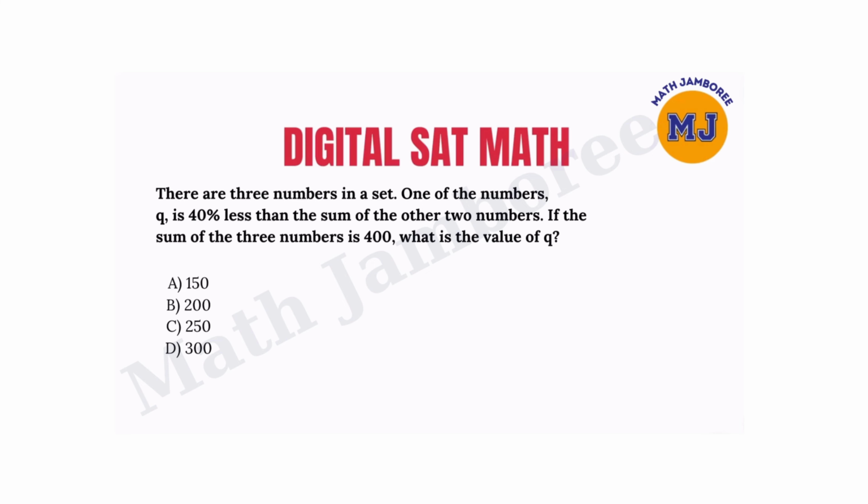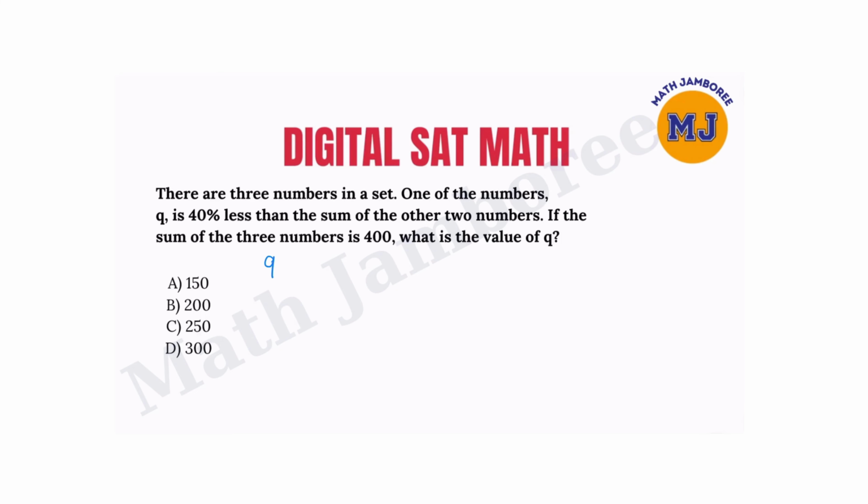That being said, let's solve this question. So there are three numbers in a set. One of the numbers, Q, is 40% less than the sum of the other two numbers. If the sum of the three numbers is 400, what is the value of Q? A is given as 150, B is 200, C is 250, and D is 300.